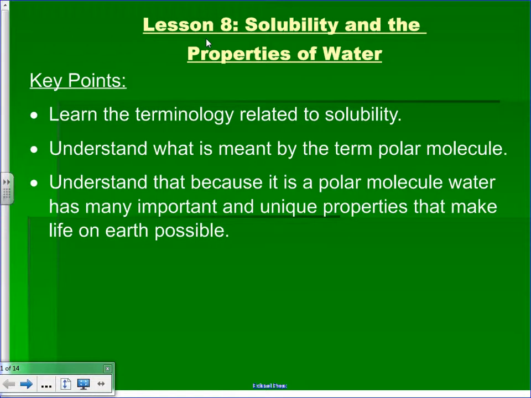We want to understand what is meant by the term polar molecule. And this term is going to come up time and time again, not just in this unit, but also in the biology unit, because the fact that water is a polar molecule is related to how living things are able to use it. And lastly, understand that because it is a polar molecule, water has many important and unique properties that make life on Earth possible.